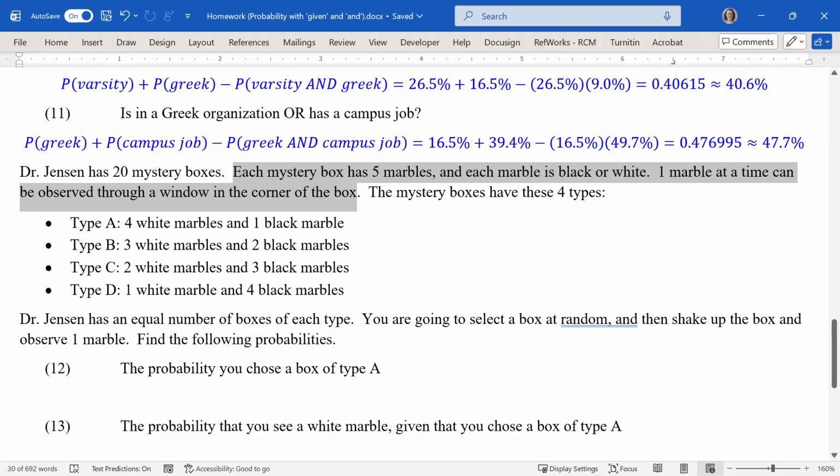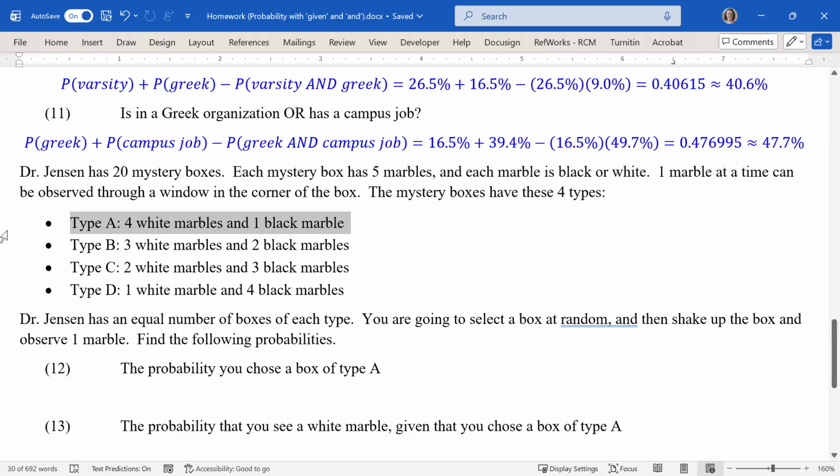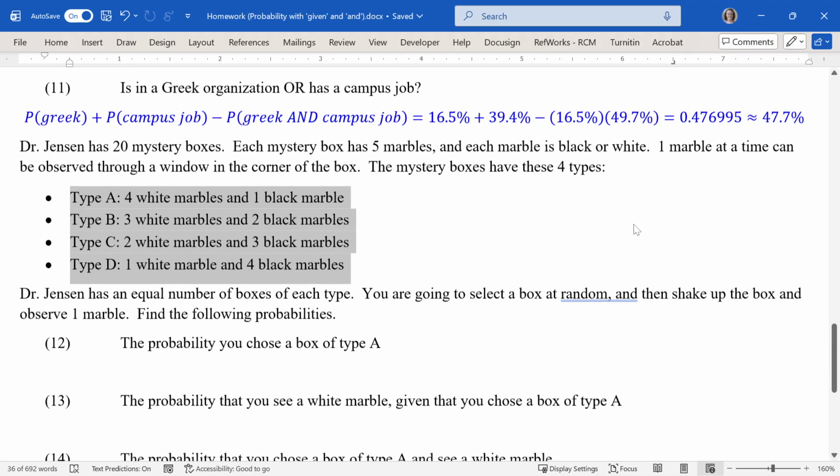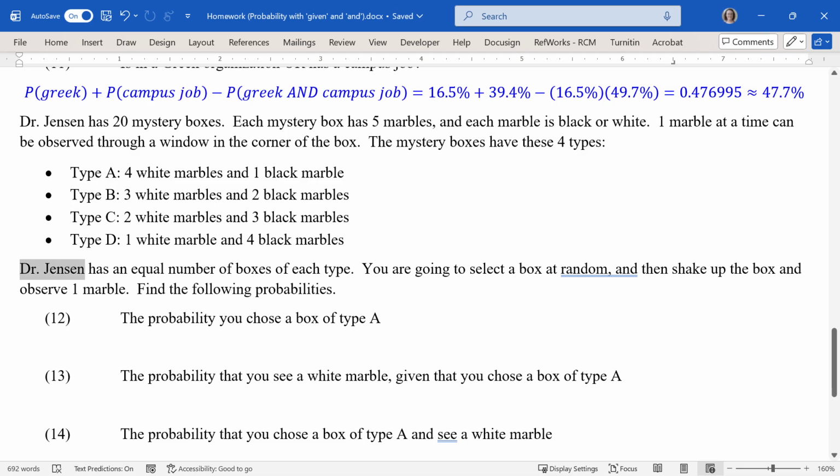So there are 4 types of mystery boxes. Type A has 4 white and 1 black. Type B has 3 white and 2 black. Type C has 2 white and 3 black. And type D has 1 white and 4 black. So these are the only types that exist. And I have an equal number of boxes of each type. So 20 boxes in all. That means I have 5 of each of these types.